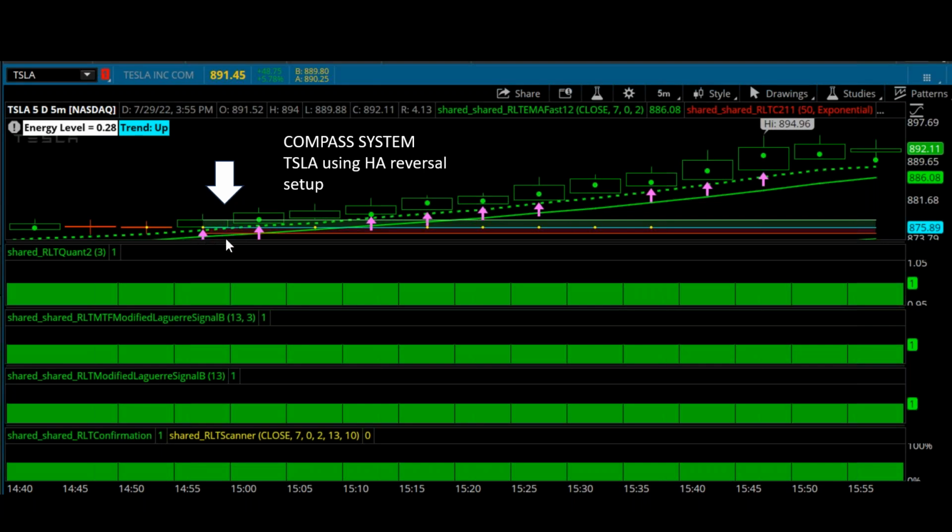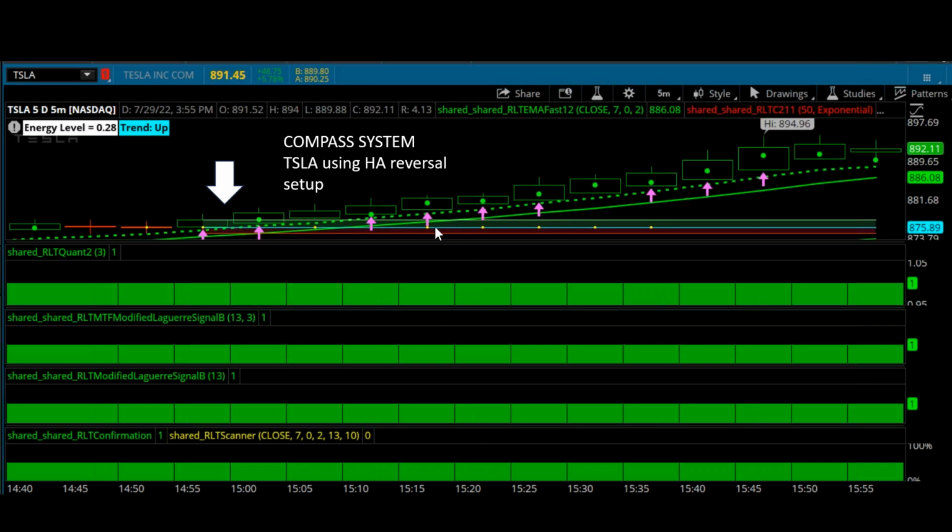This pink arrow is what the Compass system creates. This is called the pop out of the box, or a pop signal, which is telling you that the stock is breaking out of compression, which you can see it is right here. So this is where we took the trade. We rode this trade all the way up until we started getting wicks and tails here, and we get out. But I just wanted to show you what the Compass system does.